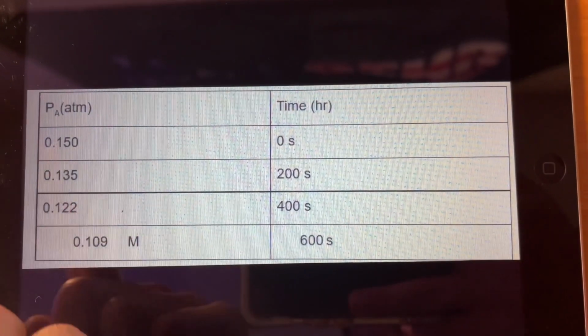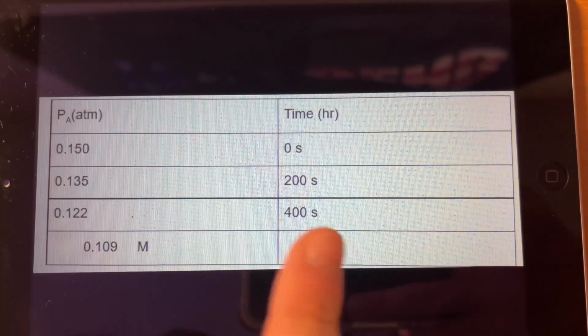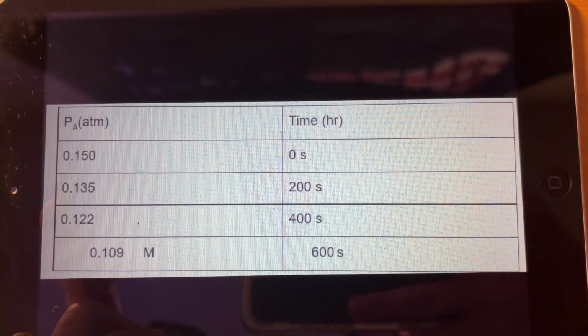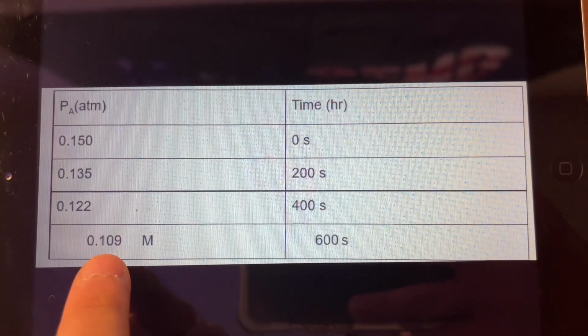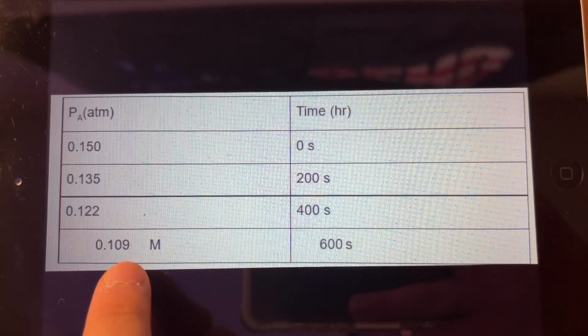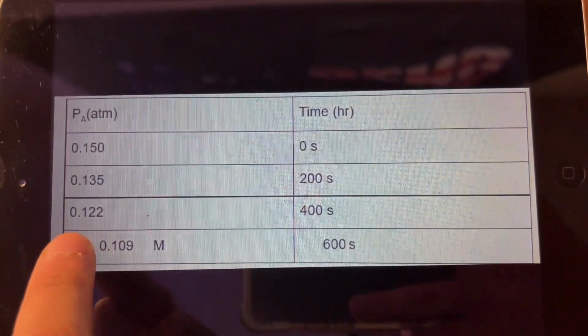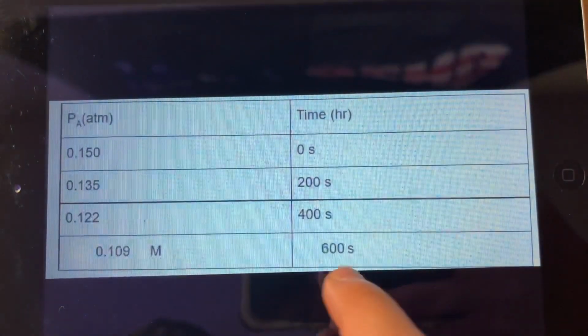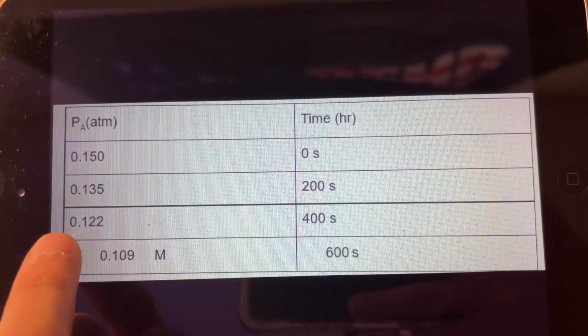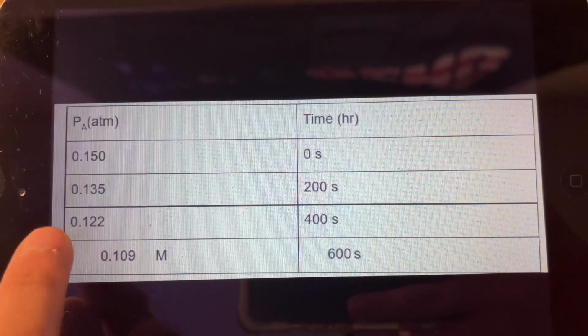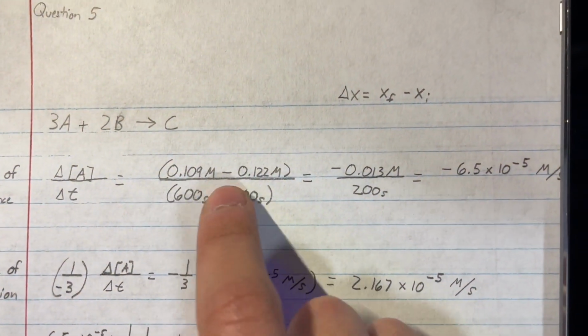This is A, so all of this is A, and we don't have to worry about the rest. At 600 seconds we have 0.109 molar, and at 400 seconds, 0.122. So this is our final and this is our initial. We come back here and plug that in, final minus initial.